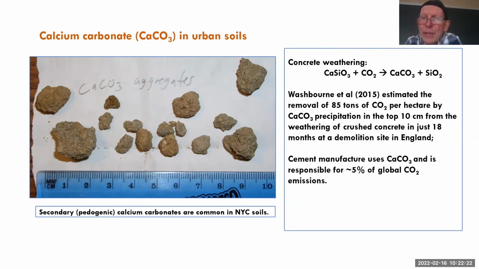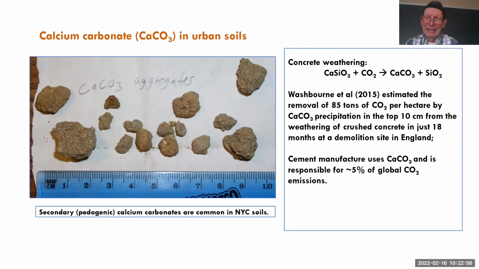Concrete weathering is very similar to that calcium silicate weathering. You get the formation of calcium carbonate. Here's a little factoid, a paper in England. They crushed concrete, put it on top of the soil, and in just 18 months, they estimated that they were removing 85 tons of carbon dioxide per hectare by the precipitation of calcium carbonate.